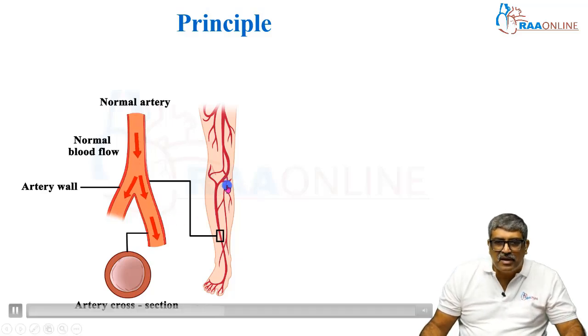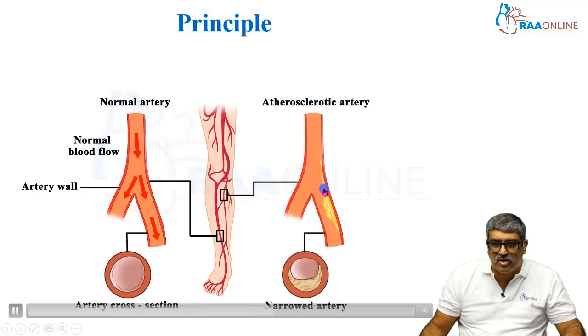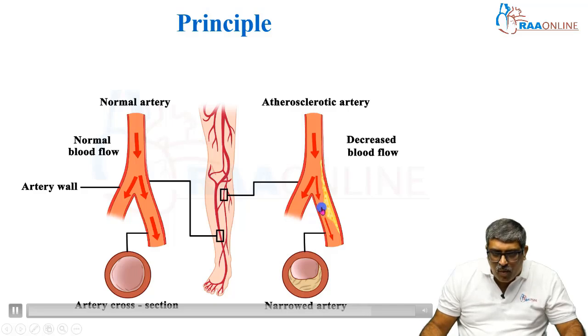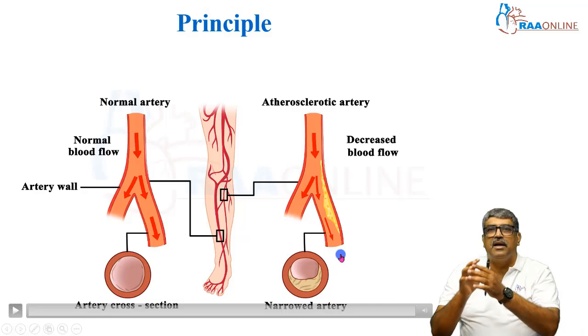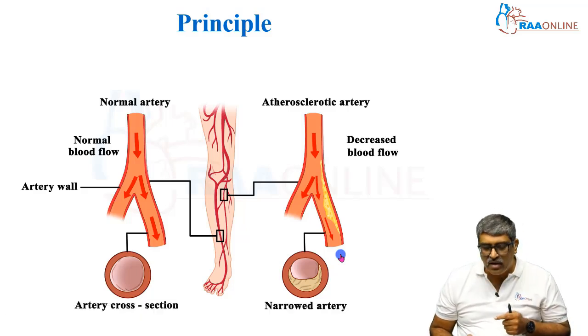But here you can see the diseased segment. In the diseased segment, there is atherosclerosis and the vessel lumen is narrow and the blood flow is reduced to that diseased segment. So you have to overcome this blockage and establish blood flow to that diseased artery. That is the principle of doing lower extremity revascularization.